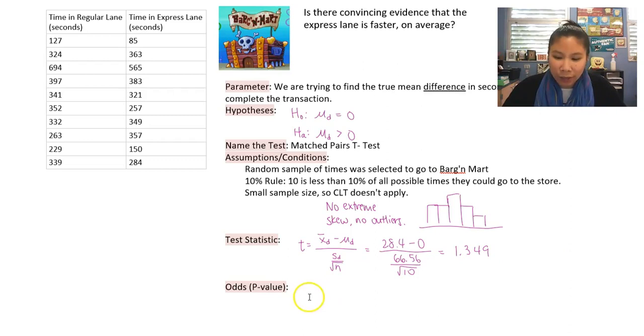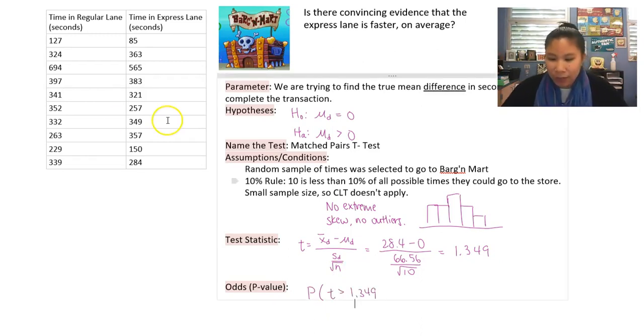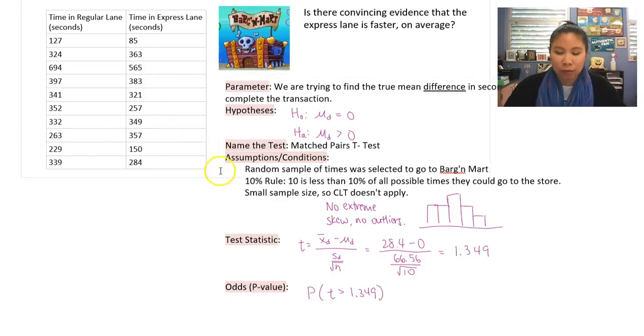So now when we find our odds, we are looking for the probability that t is going to be greater than 1.349 because we are always going away from the center, which is 0. Also, it's a greater sign in our alternative hypothesis, so that usually tends to match. It's a pretty good clue.